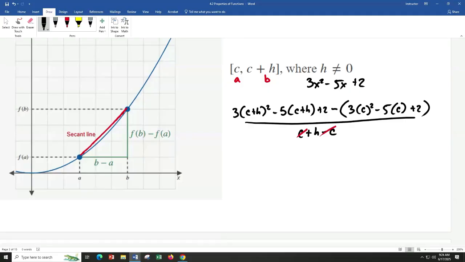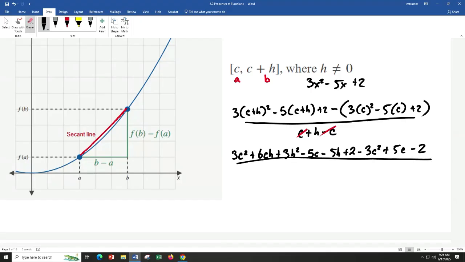Clean this up a little bit. Notice that C plus H, what's going to happen there is I'm going to break that guy up, remember? Because you can't distribute that power 2 in there. So let me skip that step, and this is what it's going to look like. When you get him all the way foiled, you end up getting 3C squared plus 6CH plus 3H squared minus 5C minus 5H plus 2 minus 3C squared, plus 5C minus 2. That was a horrible line.